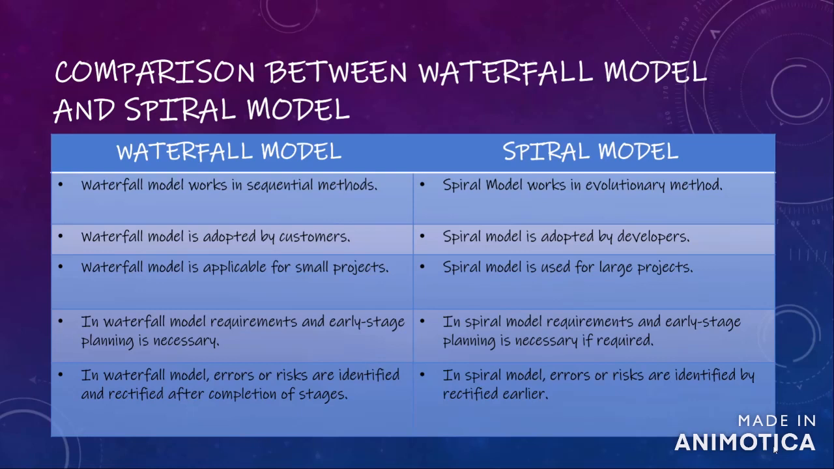In waterfall model, requirements and early stage planning is necessary. But in spiral model, requirements and early stage planning is necessary only if required. In waterfall model, errors or risks are identified and rectified after completion of stages. But in spiral model, errors or risks are identified and rectified earlier.